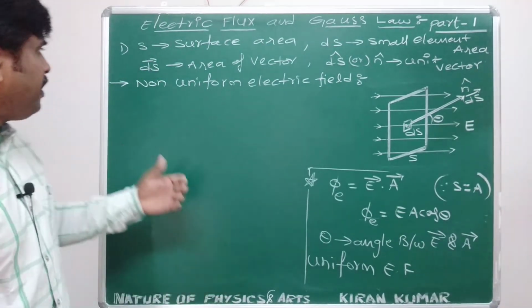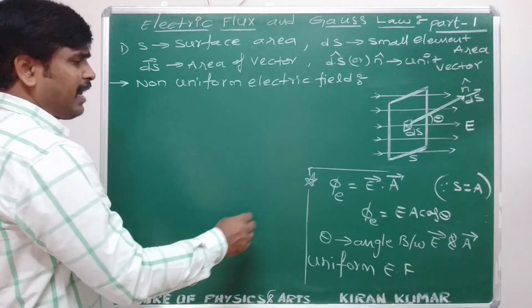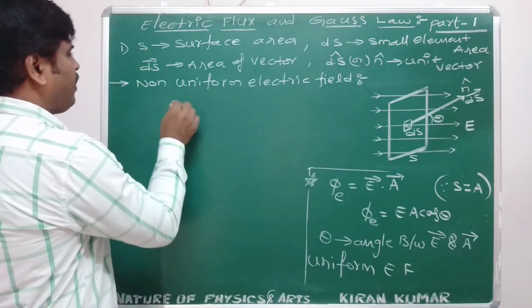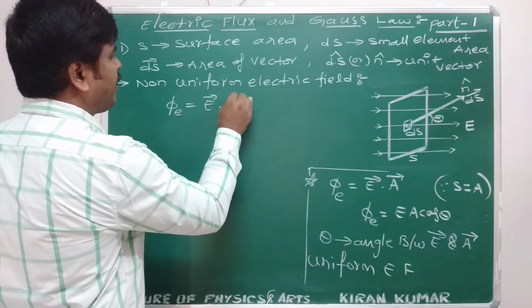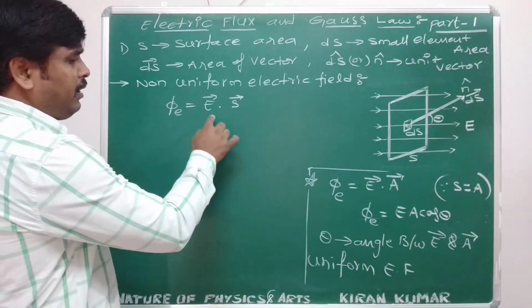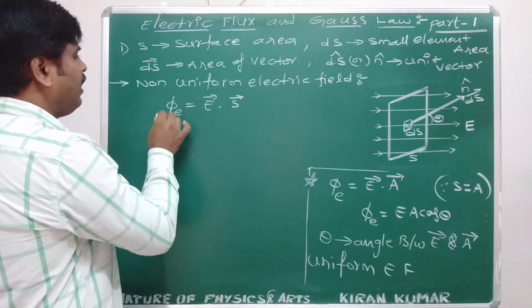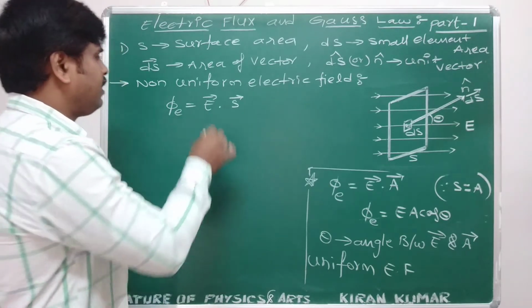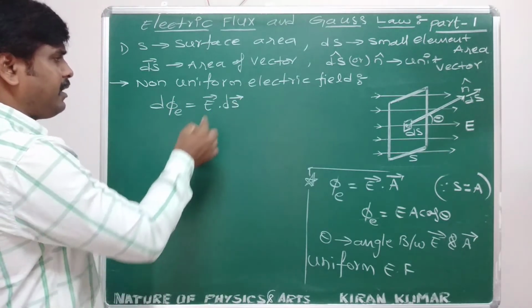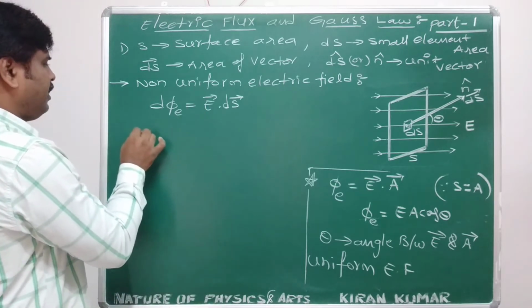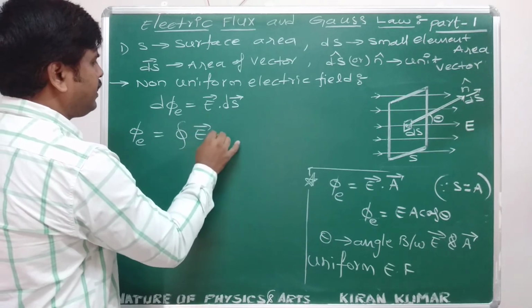And see now, continuation of the non-uniform electric field. In a non-uniform electric field, the basic formula I am using is phi E equal to E bar dot S bar. Instead of a surface area A, for a non-uniform electric field the variation takes place, that's why I am considering d phi over ds. And integrating on both sides, we get phi E equal to the closed integral of E bar dot ds bar.